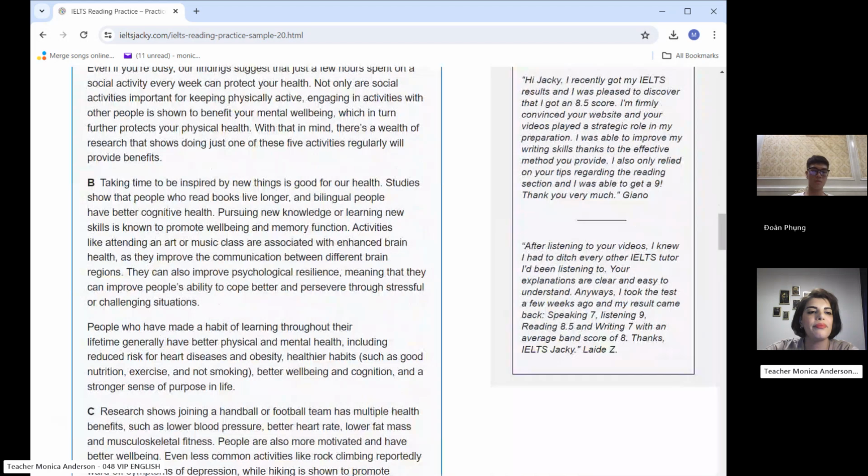Okay, paragraph B. Let's read. Taking time to be inspired by new things is good for our health. Studies show that people who read books live longer, and bilingual people have better cognitive health. Pursuing new knowledge or learning new skills is known to promote well-being and memory function. Activities like attending an art or music class are associated with enhanced brain health, as they improve the communication between different brain regions. They can also improve psychological resilience.